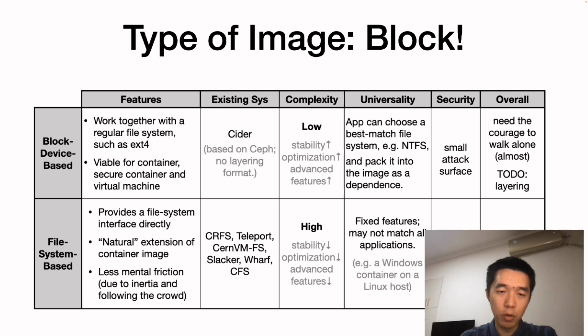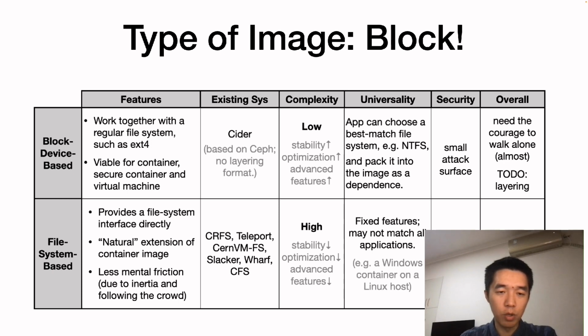A file system-based remote image is more complex, as the file system interface involves many operations that have complex semantics. So, it is more difficult to get stable, more difficult to apply optimizations, and more difficult to develop advanced features such as extended attribute or cross-reference. A block device-based remote image, on the other hand, is much simpler. So it is easier to get stable, easier to get optimizations, and easier to develop advanced features.